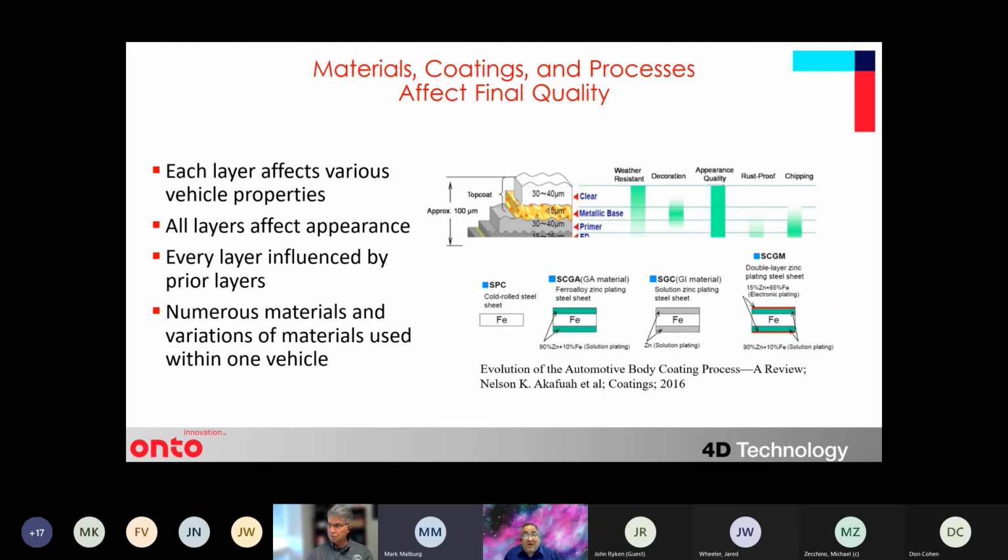And just to give you an idea of the complexity of the process, you have multiple layers going on. Each layer affects various vehicle properties, be it weather resistance, the overall appearance quality, rust proofing, chipping susceptibility, etc. Each of those layers affects the appearance. Every layer is influenced by the prior layers. Sometimes defects can paint out, sometimes not.